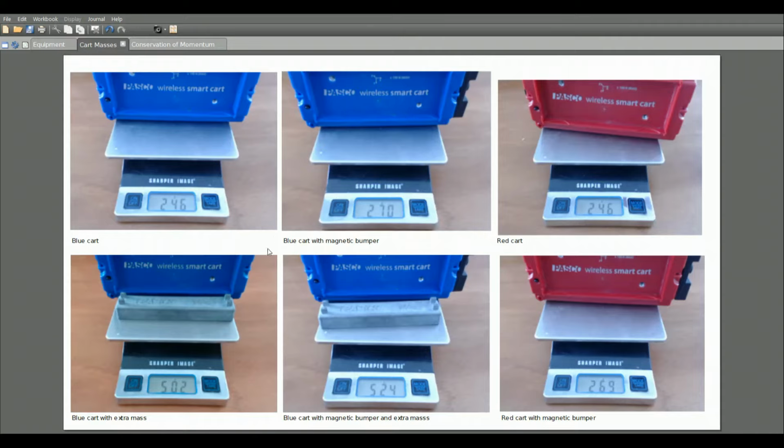So what we've done is I have 3 procedures, one for each different type of collision. And in each of those procedures, I have 2 trials. One is with the carts having the same mass, and the other one is the carts having different mass. And you can see here that I always chose the blue cart as the one with the additional mass. You can also, from this image, tell what the uncertainty of the scale is, and that's important.